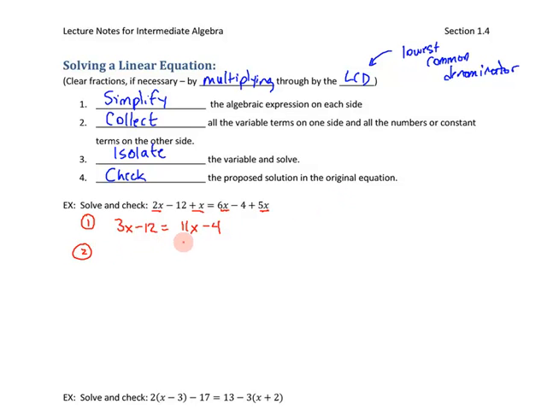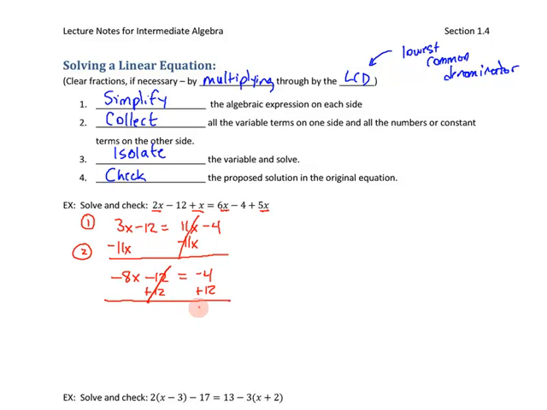Now I'm going to collect all the variables on one side. So let's say we subtract 11x from both sides. That's going to move that 11x to the left-hand side and get that variable over there. Follow? Because on this side they subtract out. 11x minus 11x is 0. So I have on this side negative 8x minus 12 is equal to negative 4. Now move the 12 to the other side. So add 12 to both sides.